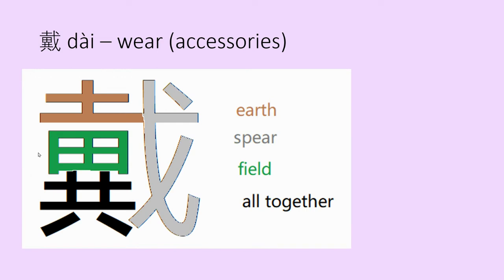The next character is the other dai. Dai for accessories that you wear. And it's a really complex character. It has a bunch of radicals in it. It has the earth radical, the field radical, the spear radical, and the all-together character like we saw in 公共汽车.